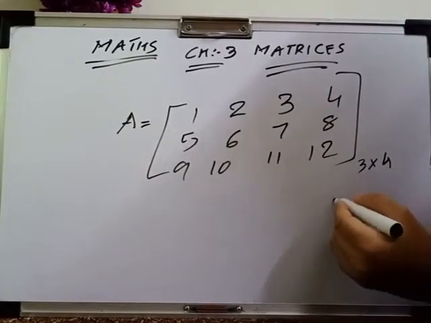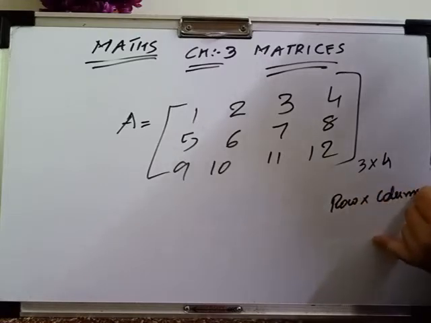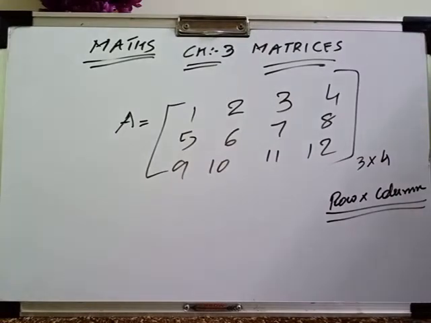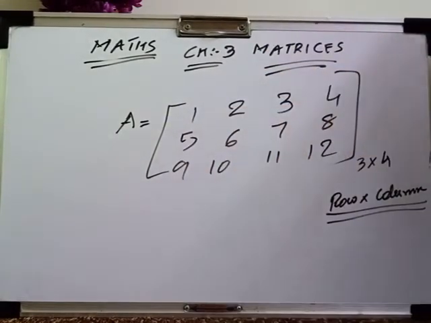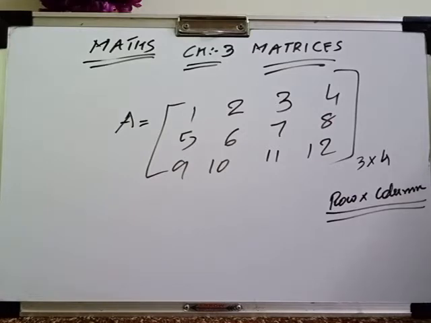Right. So the order of this matrix is 3 cross 4. The order is taken as row cross column. And the entries inside the matrix are called elements of the matrix. So there are 12 elements in this matrix. Now let's try to understand the types of matrix we have.